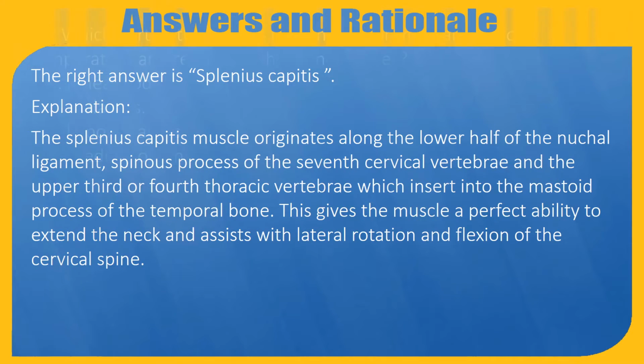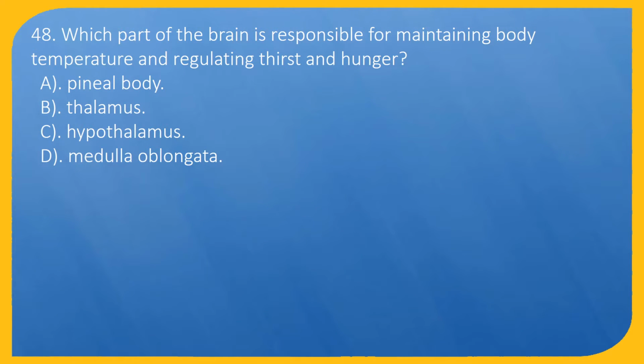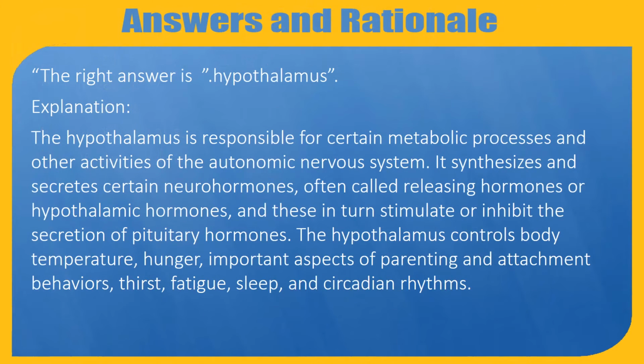Question 48. Which part of the brain is responsible for maintaining body temperature and regulating thirst and hunger? A. Pineal body. B. Thalamus. C. Hypothalamus. D. Medulla oblongata. The right answer is hypothalamus.